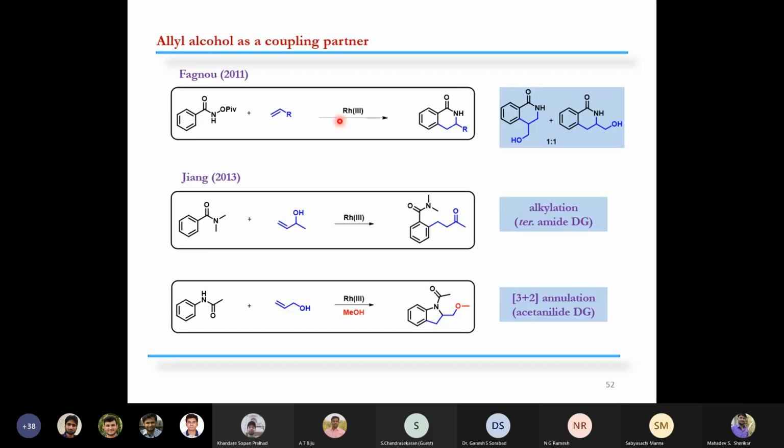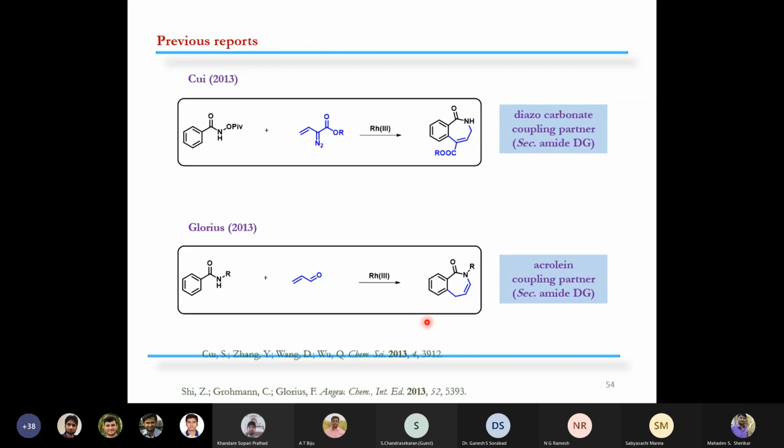And by looking at the previous literature, allyl alcohol was first used by the Fagnou group in 2011 by using benzamide as a directing group. Actually they used different alkene coupling partners, and they have shown allyl alcohol as one of the substrates in the substrate scope. Later, Jiang and group in 2013 employed allyl alcohol at the ortho position of benzamide as a directing group under rhodium catalysis. They got the hydroxyalkylated product at the ortho position of this benzamide. In the same report, they used acetanilide as a directing group. In that case, they got the 3+2 annulated product.